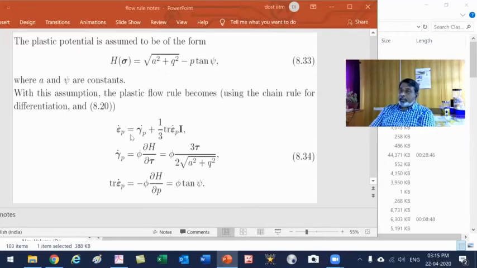Which also can be written as the one that is attributed to the shear part and the dilatational part, by appropriately taking the derivative with respect to shear and pressure. So I'll get these two, and I can introduce these two into my equation.